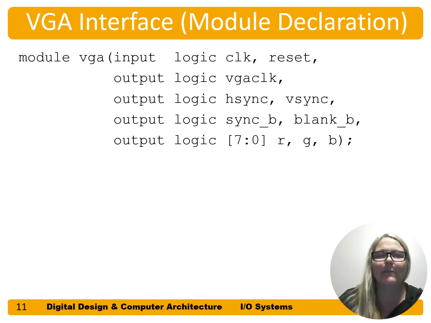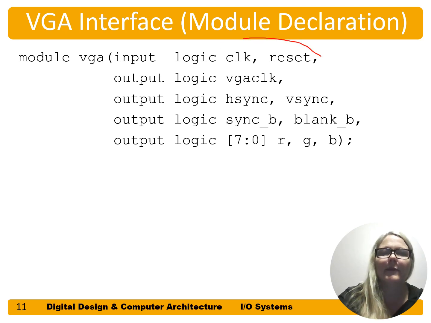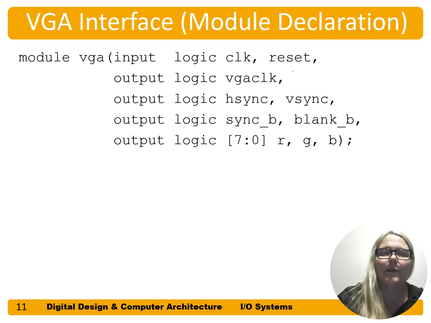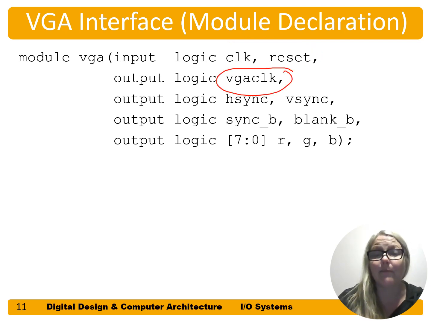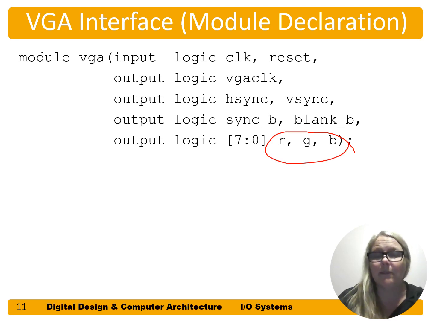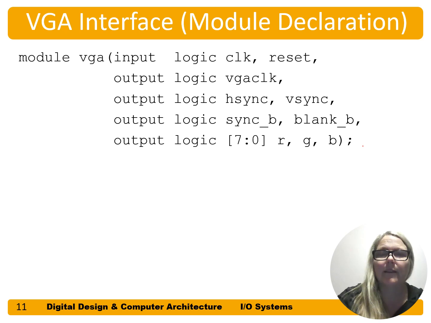So here's the VGA module, and you can see that it has some inputs, clock and reset. That's the system clock. And we'll use switch 0 to reset it. And then we're going to produce this VGA clock. That's that 25 megahertz clock. And these synchronization signals, and then most important, will output the RGB values to the display. And so this is really what you're going to be manipulating, those RGB values.